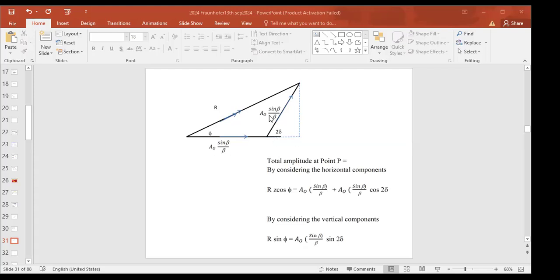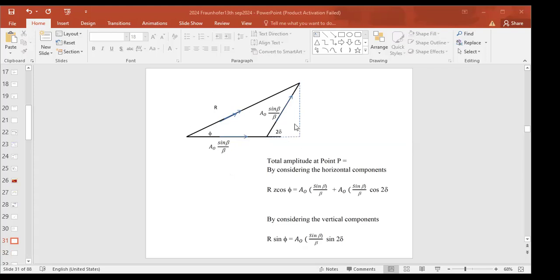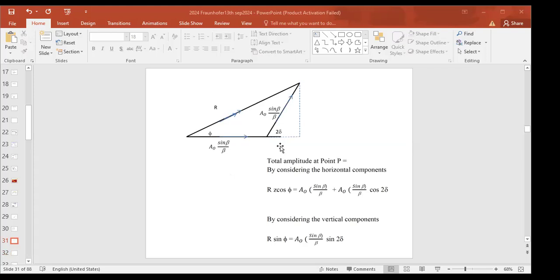Now we can get the cos 2 delta term, and the sine term. When you know these, you can calculate R by using the Pythagoras relationship. So R cos and R sin, the sine term and cos term. From these two, you can get the value. Finally, with simple calculations, just use the Pythagoras theorem for this triangle, and you can get an equation for R squared.